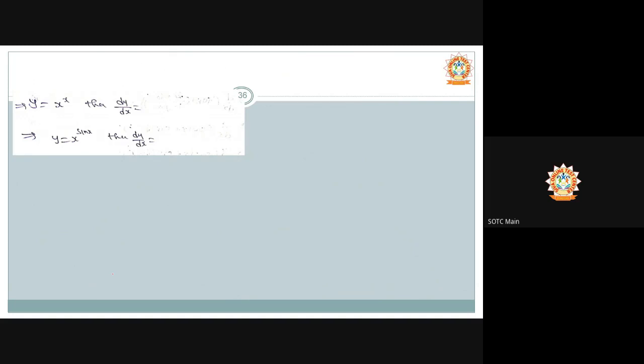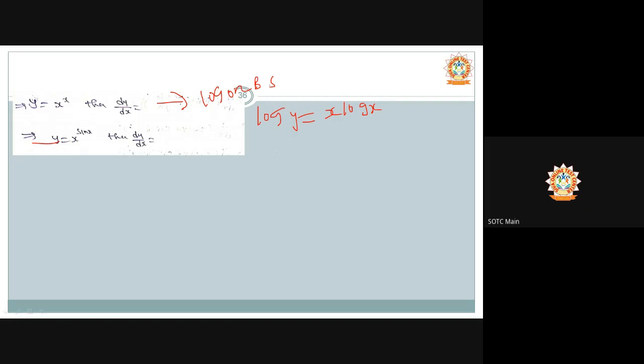Now try to solve this question. y is equal to x power x, then dy by dx is equal to, this is a power function, or we can also call this logarithmic differentiation. So this can be solved by taking log on both sides, right? Take log on both sides, what will it become? Log y is equal to x log x. Yes or no?